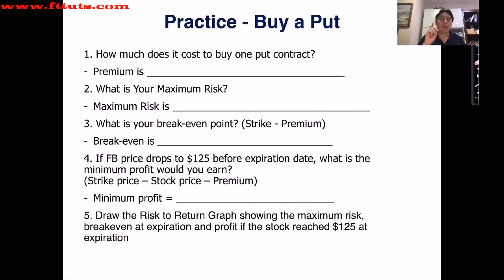Number 1, how much would it cost to buy one contract of Facebook put options? What's your maximum risk? What's your break-even point at expiration? Again, hint: take the strike price and deduct the premium. Next, if Facebook drops to 125 by the expiration date, what is the minimum profit you expect to earn? Again, the hint would be take the strike price minus the stop price and minus the premium. That will give you your minimum profit.